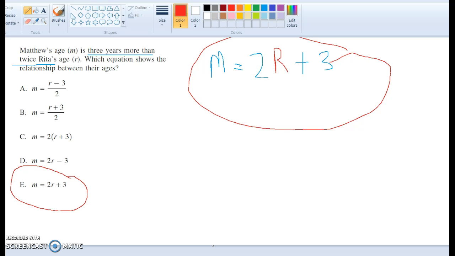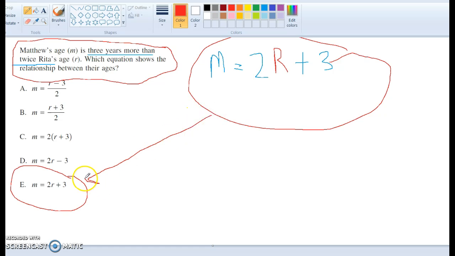Now notice, again with this one, just like with the other videos, if you've watched those, I did not start with the answers. I didn't start by looking at the answers. Instead, I looked at the question and I read the question and I figured out how to write that equation based on what they were saying. Then I found the one that actually matched what I had written already.